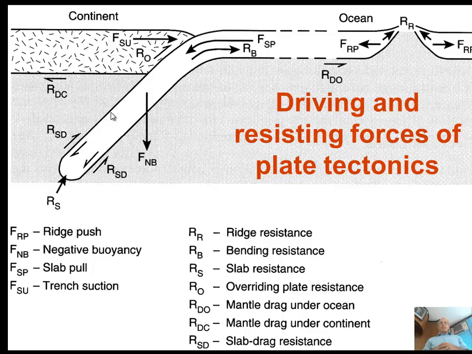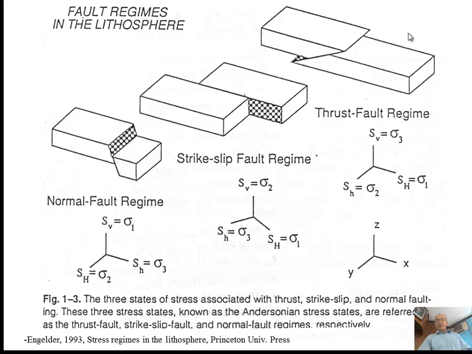But then there are all these resisting forces: overriding plate resistance, for example, there's mantle drag, there can be ridge resistance. These basically fight against those driving stresses. And so it's that critical balance between the forces that gives us the complex motion of the plates on the Earth's sphere. But it's these forces that put stress onto faults and make them move, right?